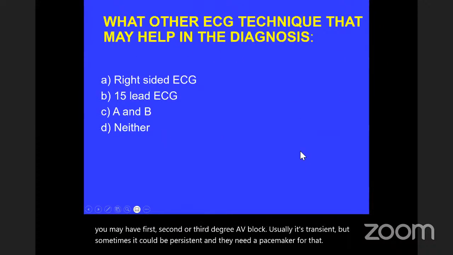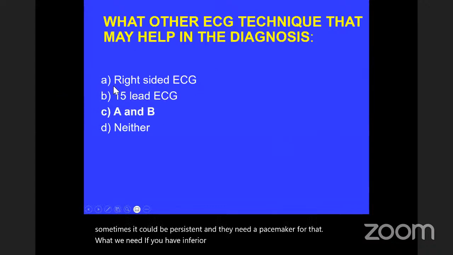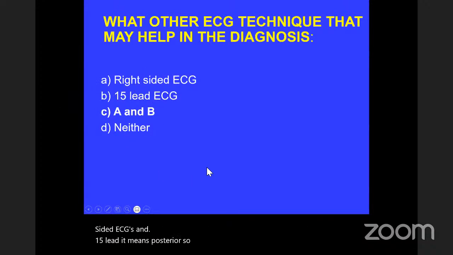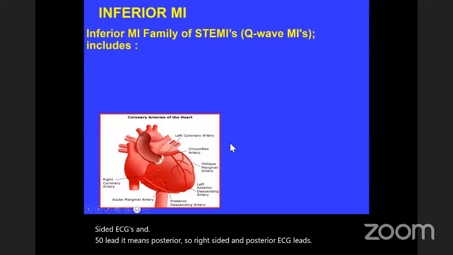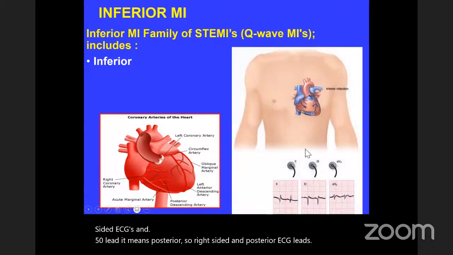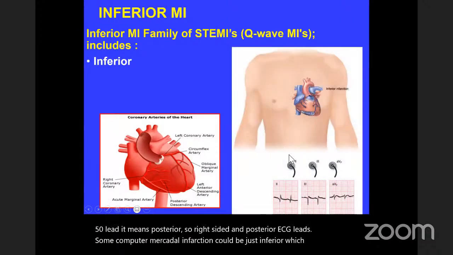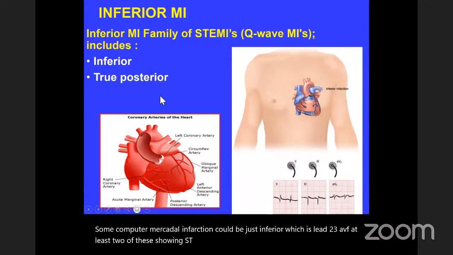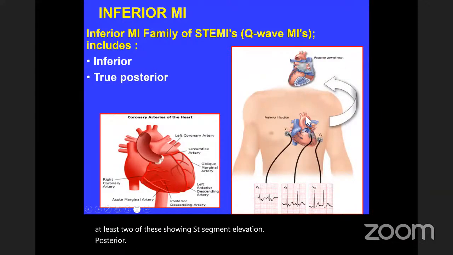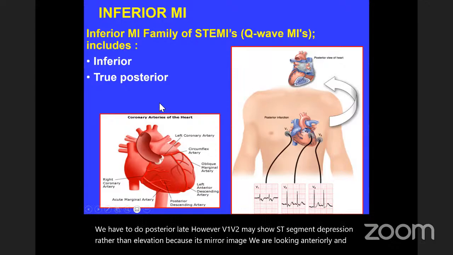What we need if you have inferior myocardial infarction is better to do right-sided ECGs and 15 lead, which means posterior and right-sided ECG leads. So inferior myocardial infarction could be just inferior, which is lead 2, 3, AVF, with at least 2 of these showing ST segment elevation. Posterior, we have to do posterior leads. However, V1, V2 may show ST segment depression rather than elevation because it's a mirror image. We are looking anteriorly and the infarction is posterior.